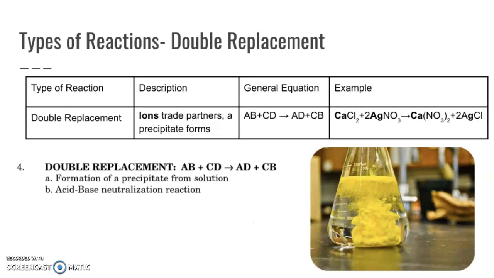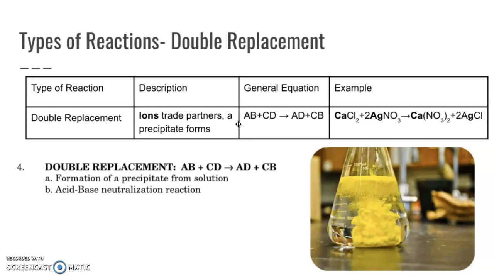The next type we have is a double replacement. Replacement still means to replace, so you're trading or switching partners. But in a double replacement, instead of just one element replacing another, both elements are replacing each other. So what's happening is I have ions that are trading partners, and sometimes a precipitate will form. That's the example we looked at at the very beginning of this video.